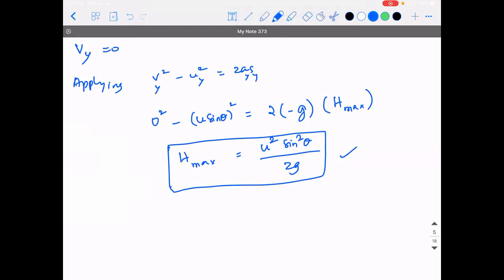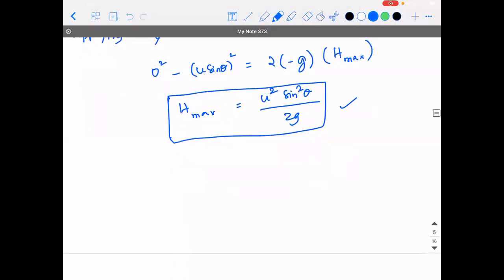Sir, is this formula only applicable for projectile motion? You can apply it for vertical motion also. If I give a velocity to an object in the vertical direction, then what is the value of theta? Theta is measured with respect to horizontal. Sir, then theta is 90, no? Because that is how we derived this formula.